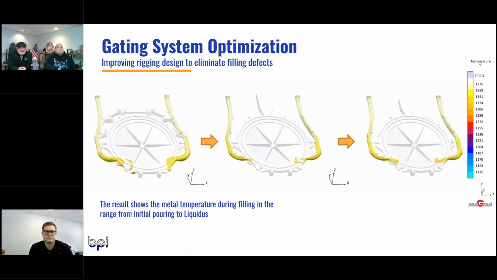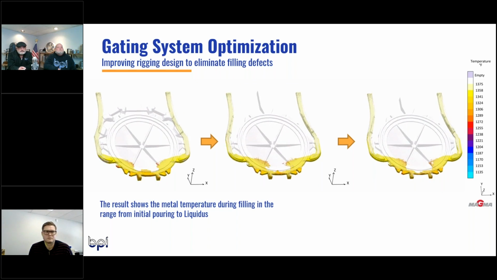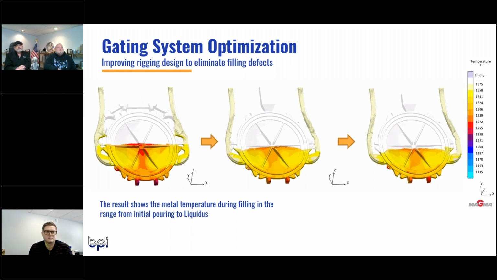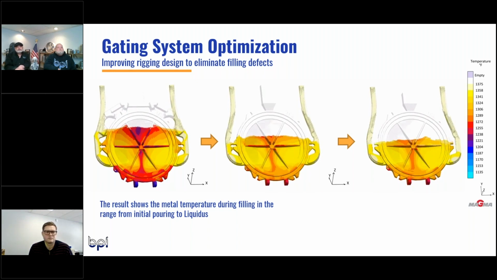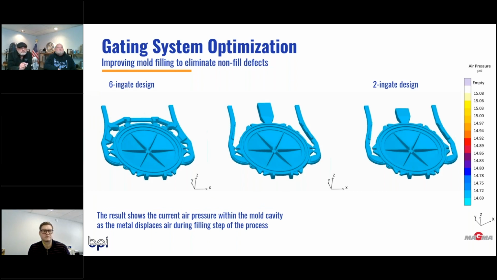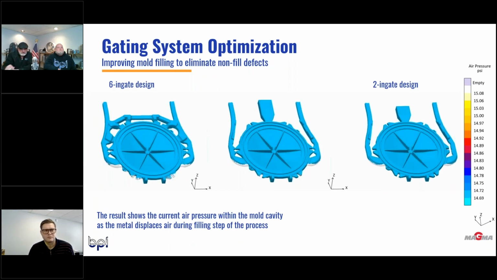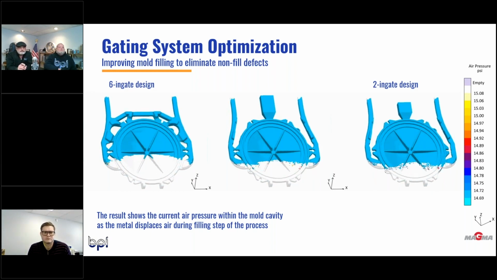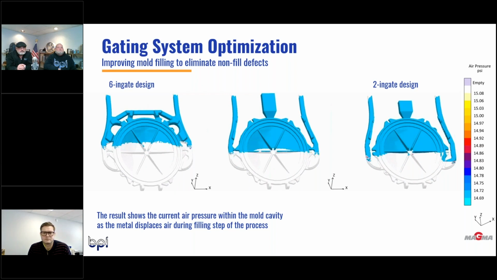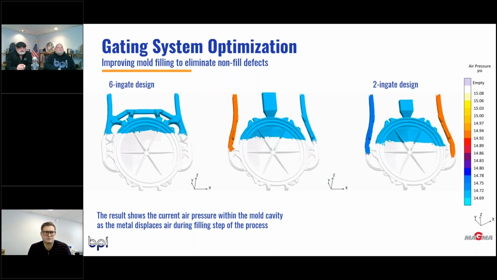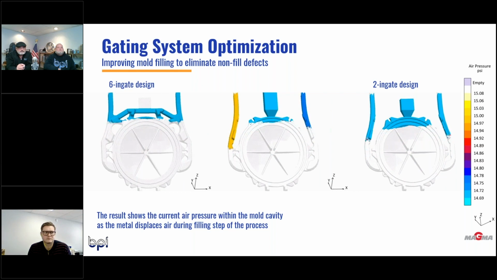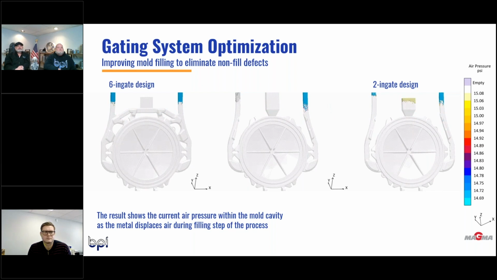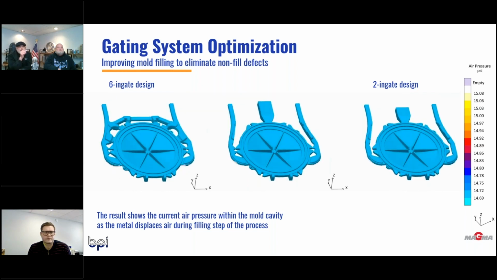And so we can look at potential changes to the tooling in terms of changing the runner design to be able to bring the metal in quicker, more effectively, without jeopardizing the quality of the part. And that is also supported, interestingly enough, by the result that shows the evolution of the displacement of air by the metal. And I'll explain, this may be a little bit confusing to you guys. Anything that's transparent in these images and animations is already filled with metal. Anything in blue or other colors is still air in the system.